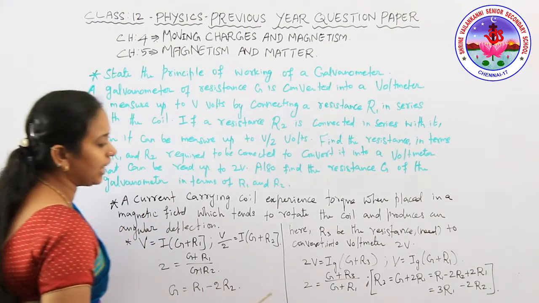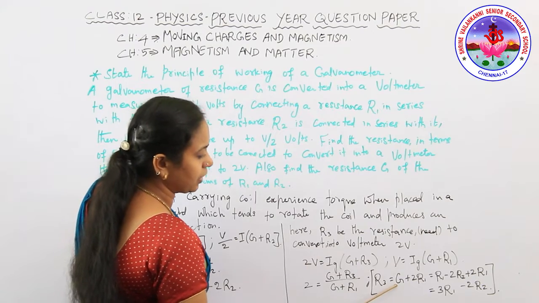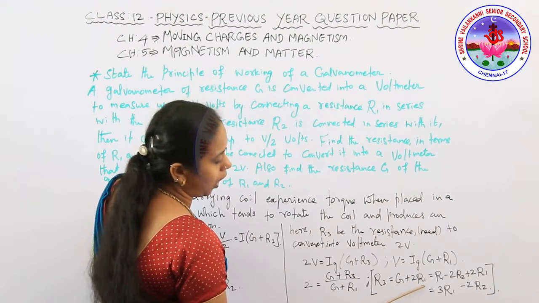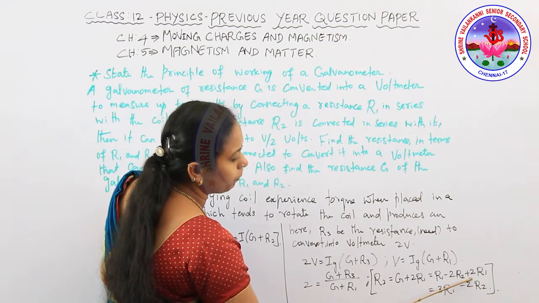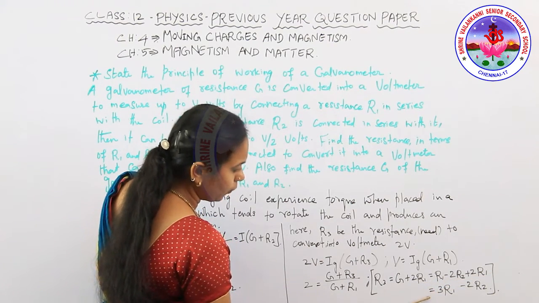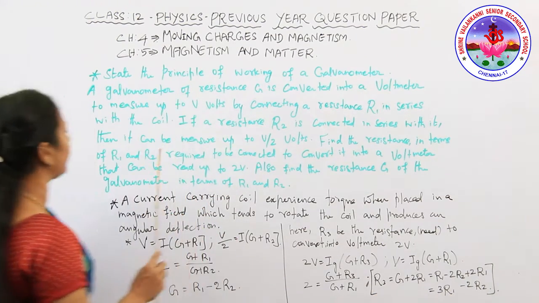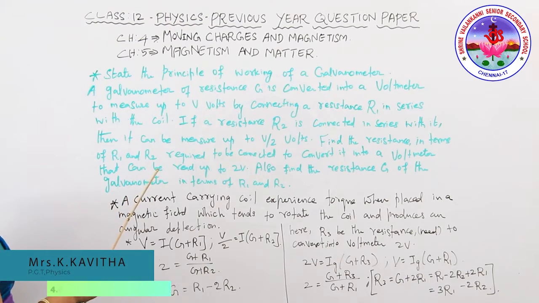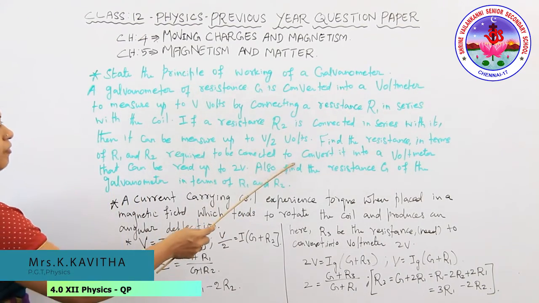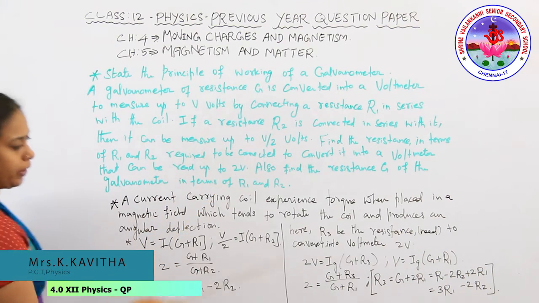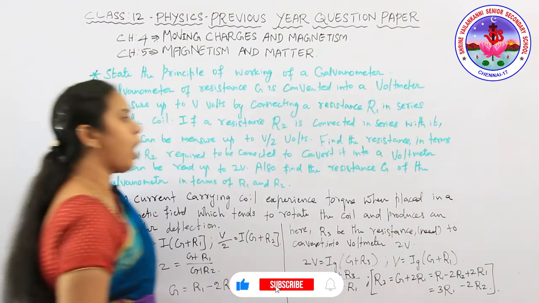By applying the value of R3 and the value of G, you will get R3 which is equal to G plus 2R1, that is equal to R1 minus 2R2 plus 2R1. So that you will get R3 which is equal to 3R1 minus 2R2. So the R1, R2 value which we need, the converting galvanometer should read up to 2 volt, means you should have the value of 3R1 minus 2R2.